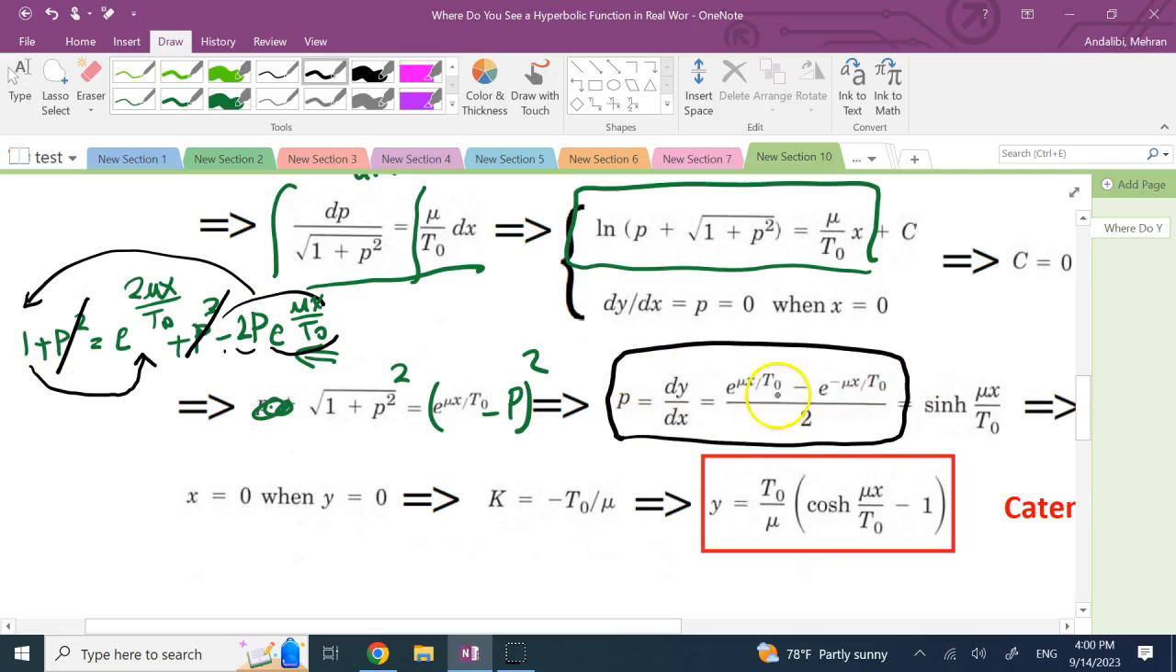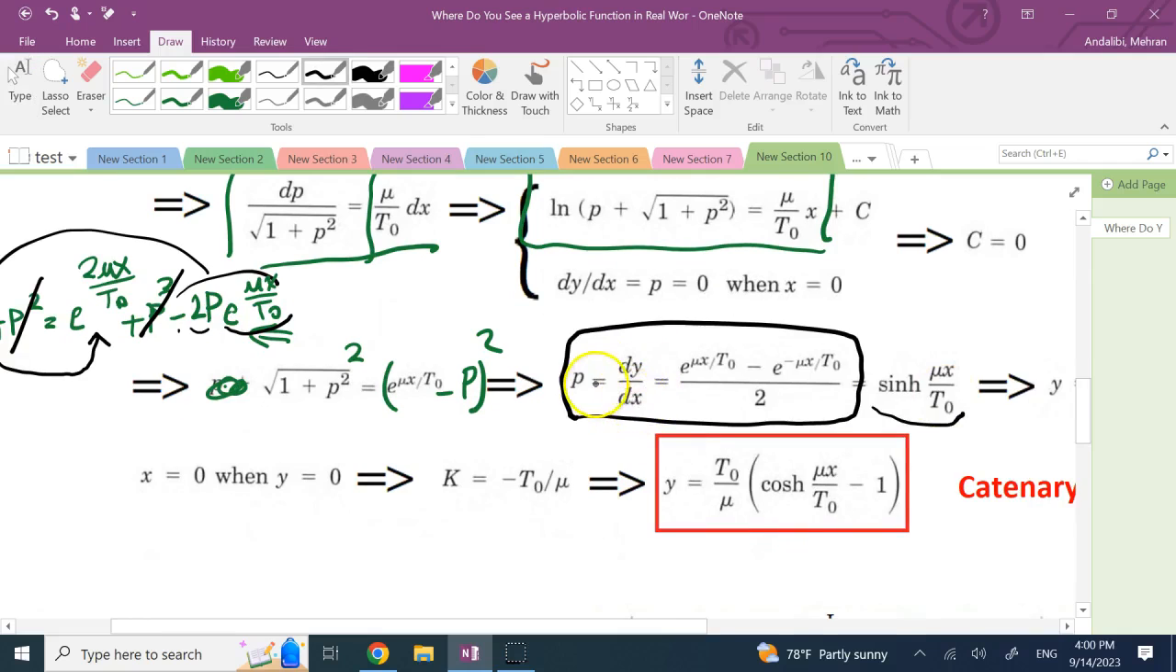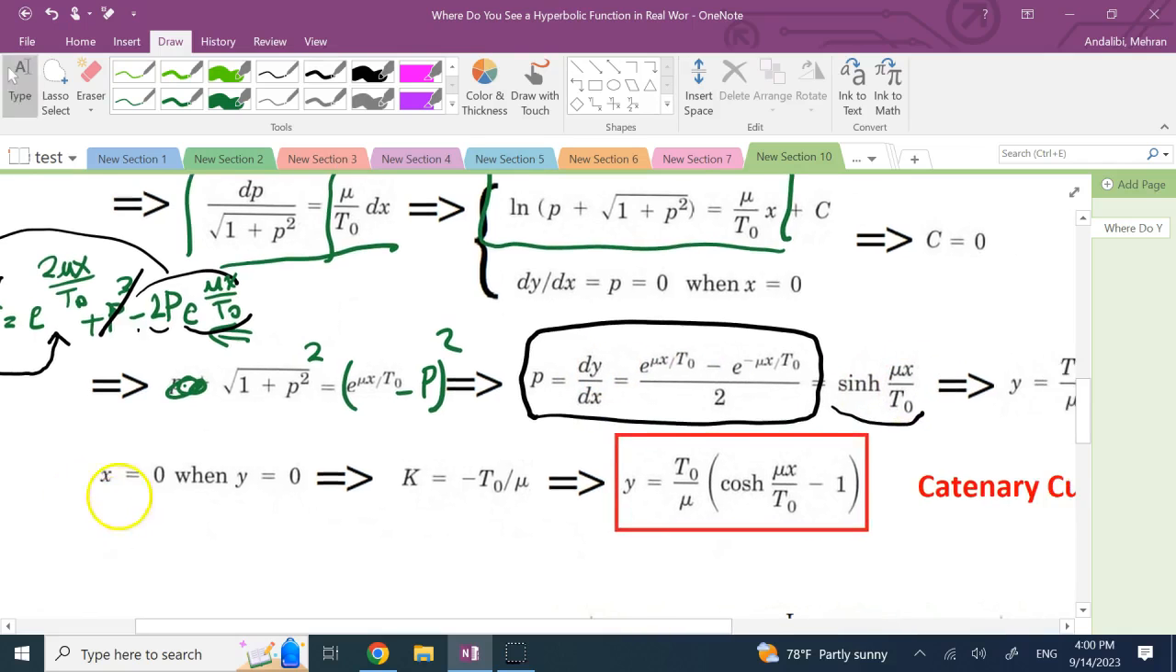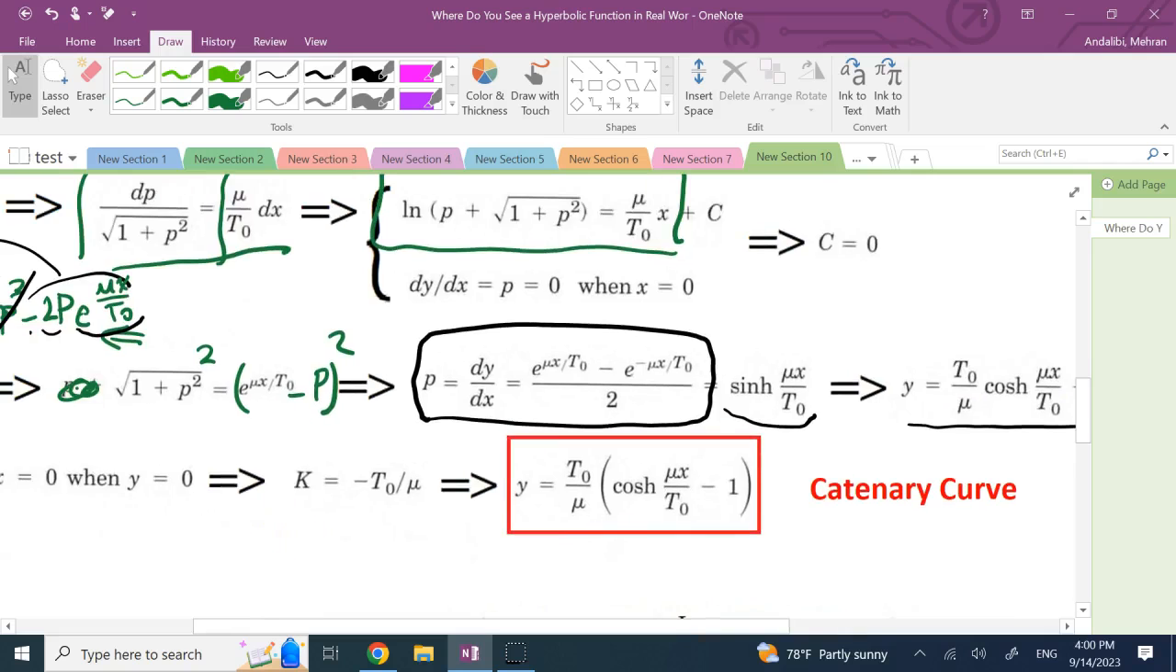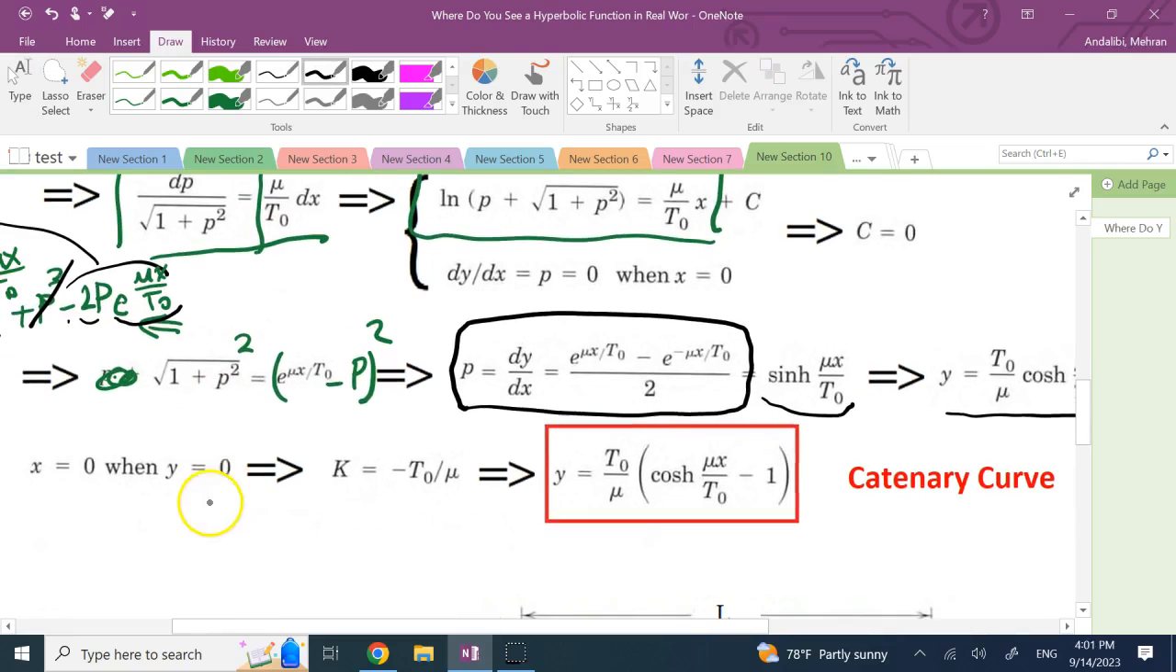And what kind of function is this? Yes, it's a sine hyperbolic of mu x over t naught. So your first derivative, p, is a sine hyperbolic function. And of course, if you integrate both sides, then y is the integral of sine hyperbolic, which is a what? Which is a cosine hyperbolic, plus a constant like this. Now at x of 0, y is 0, right? At x of 0, y is 0, so that constant k is determined, plug it back, and you get y as a function of x.